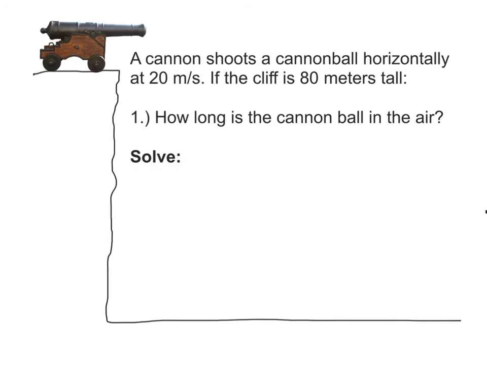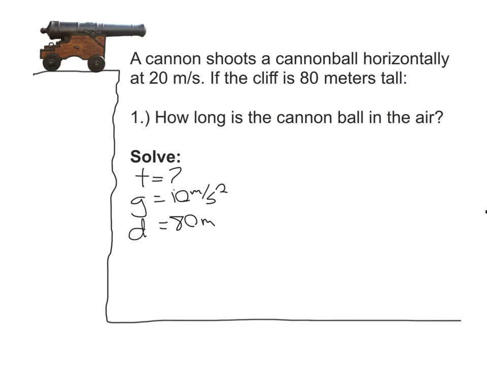All right, so now let's get into this and solve it. Let's look at the first one, how long the cannonball is in the air. Once again, the cannon shoots a cannonball horizontally at 20 meters per second. If the cliff's 80 meters tall, how long is the cannonball in the air? First of all, we're looking for time. That's our unknown. We know that acceleration due to gravity is 10 meters per second squared. We also know that distance is equal to 80 meters.